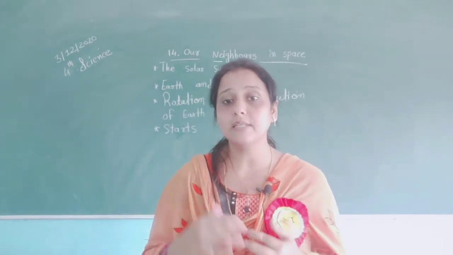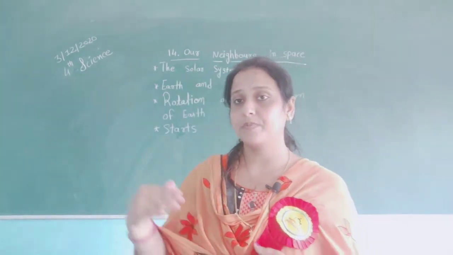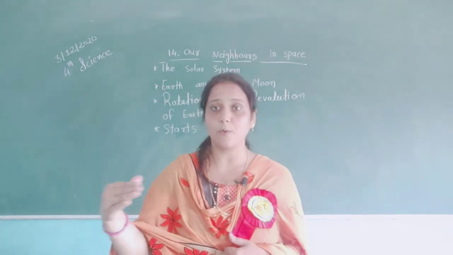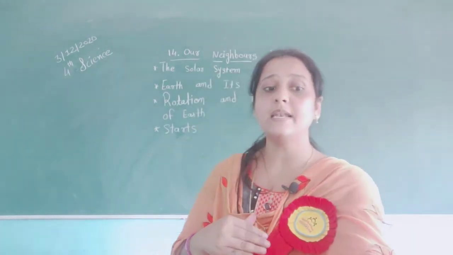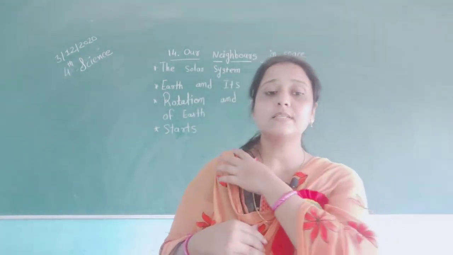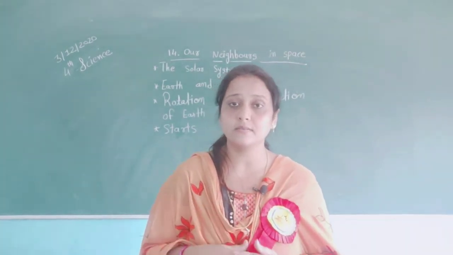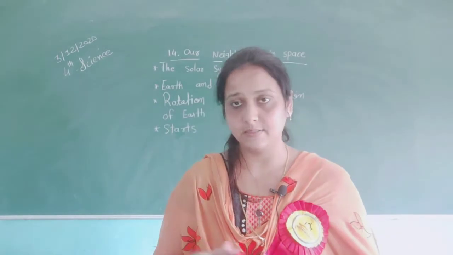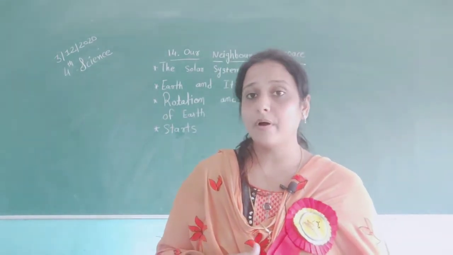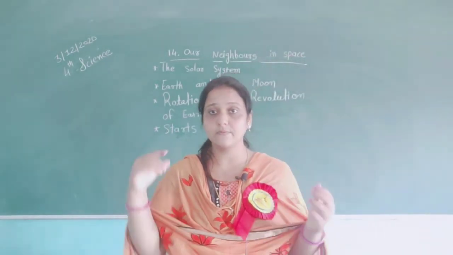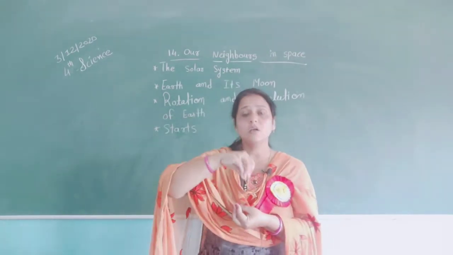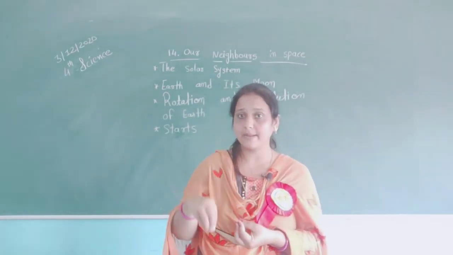Uranus is the seventh planet from the sun. Then Neptune. Neptune is the eighth and the farthest planet from the sun in the solar system. Okay, so remember, first in the solar system, the sun is in the middle. The sun is the head of all planets.